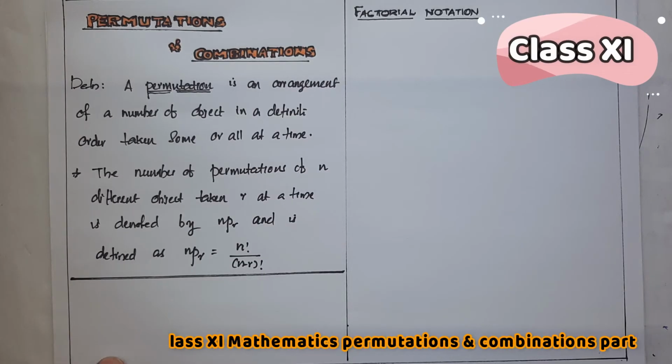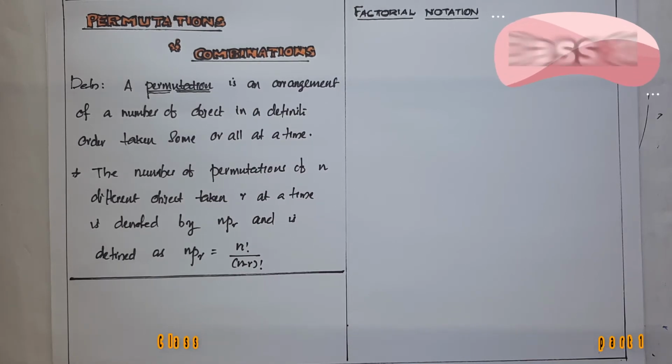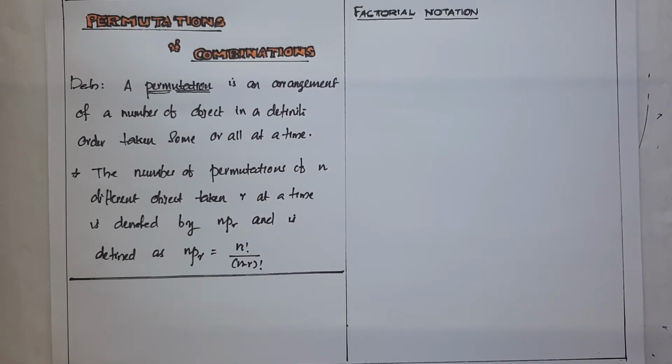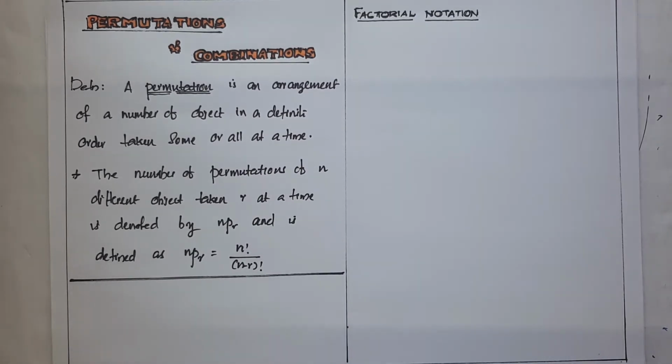Jai Hind to all. Today we start a new chapter, that is permutations and combination. It's a very interesting chapter. Actually, this chapter contains three sections. The first is fundamental principle of counting, second is permutations, and third is combination.